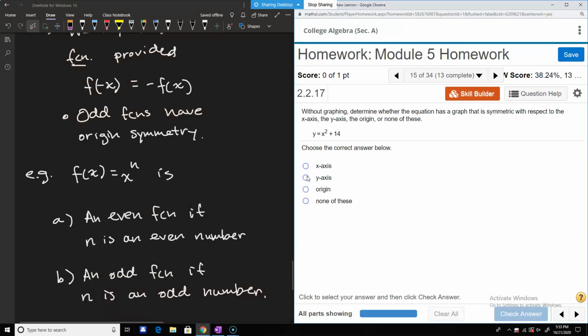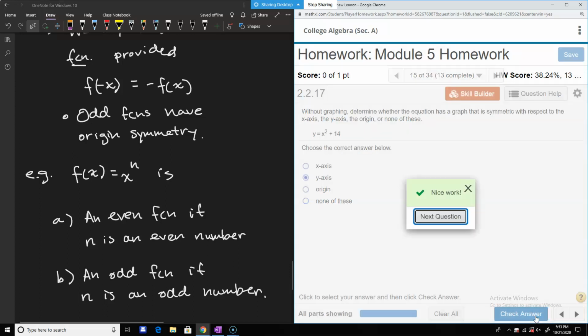So this one, x squared plus 14, we know it looks just like x squared, which has y-axis symmetry, and the plus 14 just moves it up, so that doesn't change the symmetry at all. So this has y-axis symmetry.